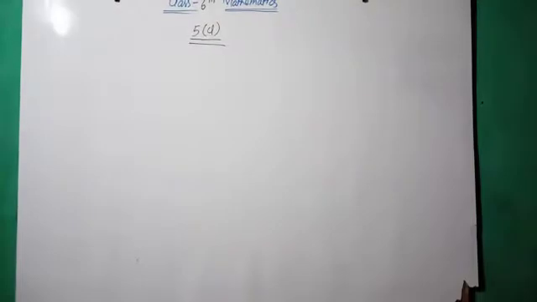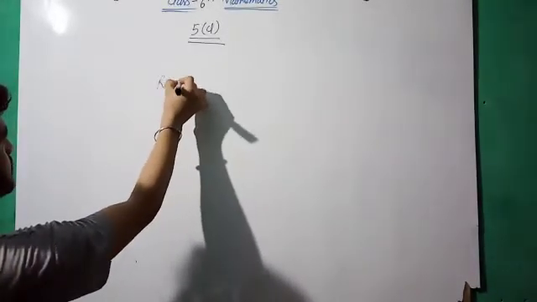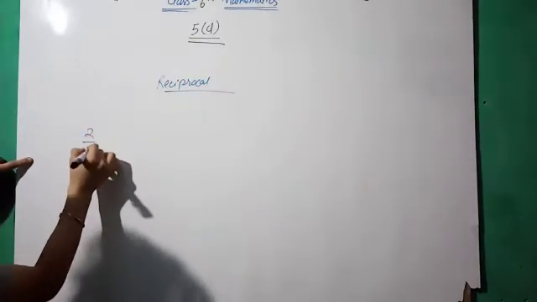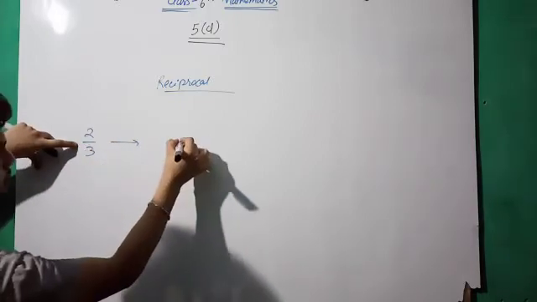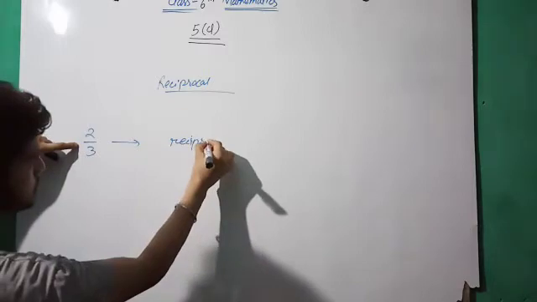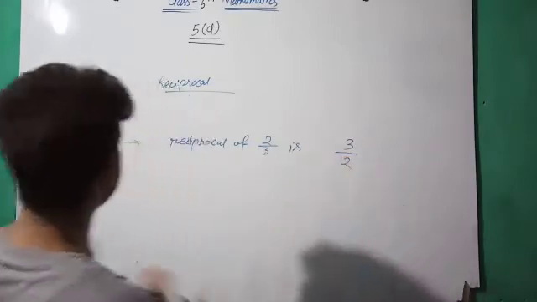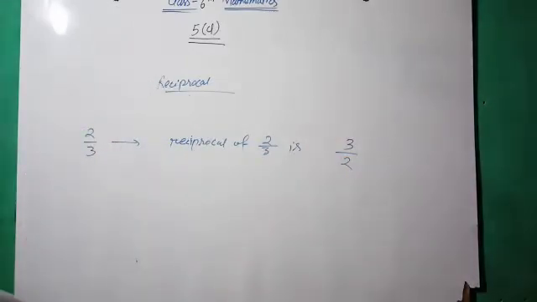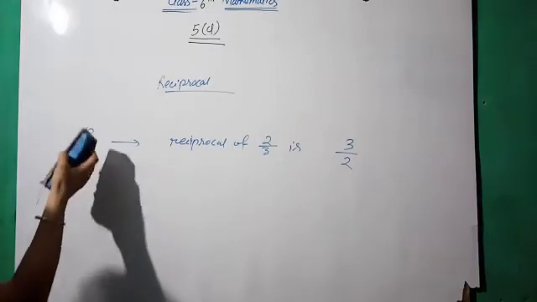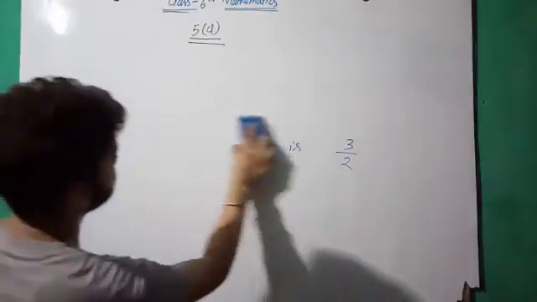I think in lecture number 4, we did some questions on multiplication and division. There is a concept of reciprocal. First of all, we will discuss that. Reciprocal means, if we have a number like 2 by 3 and we have to find its reciprocal, it is 3 by 2. We just have to swap the numerator with the denominator and the denominator with the numerator. This is very simple. You have to use this reciprocal in the division method.